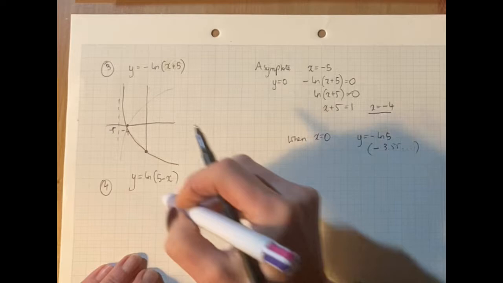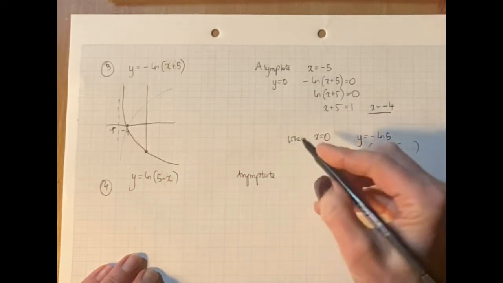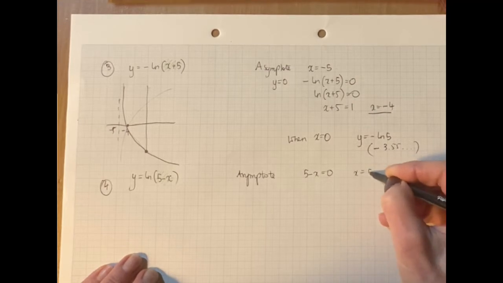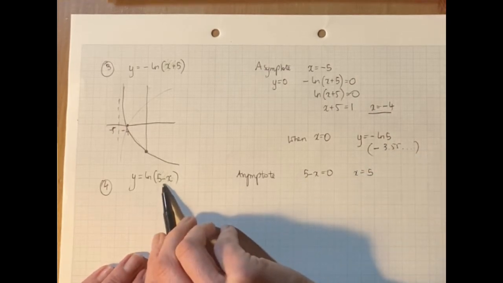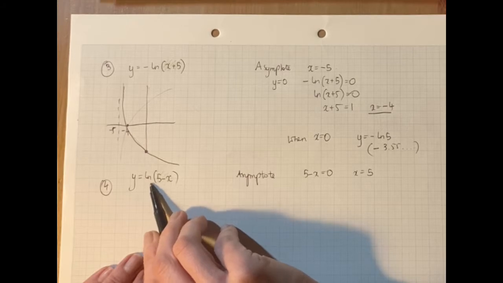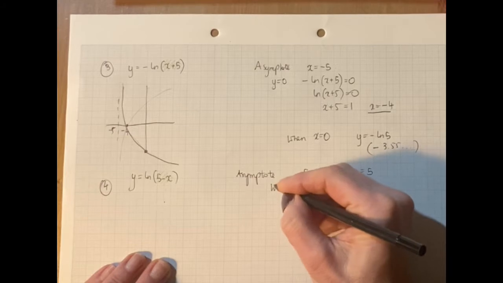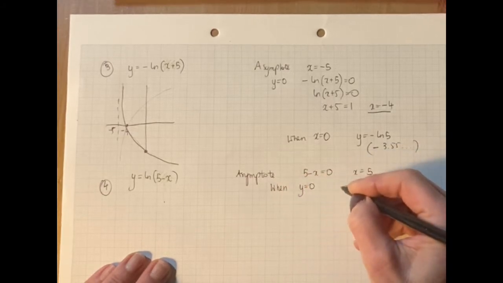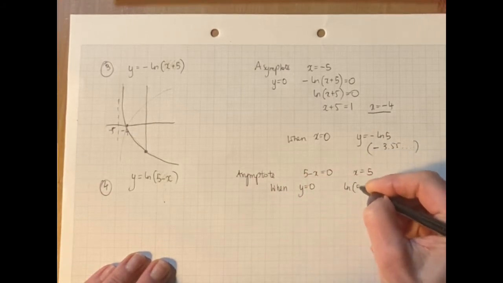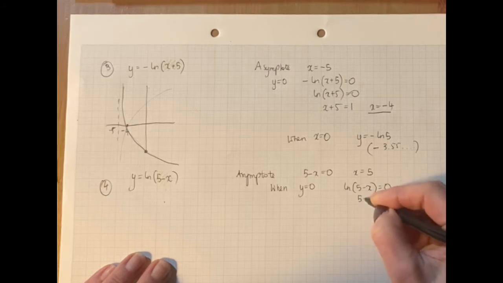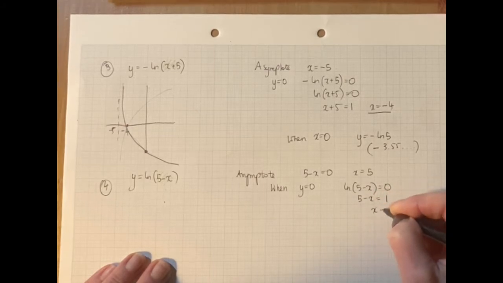So we make x minus 5 minus x equal to 0. So x is equal to 5. The second thing, we need to find where it crosses the x-axis. So make y equal to 0. We'll have ln of 5 minus x equals to 0. Give it an e to the power of 0 is 1. So x is equal to 5, take away 1, which is 4.